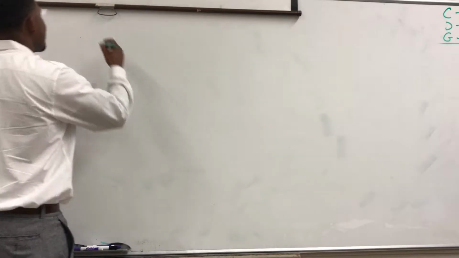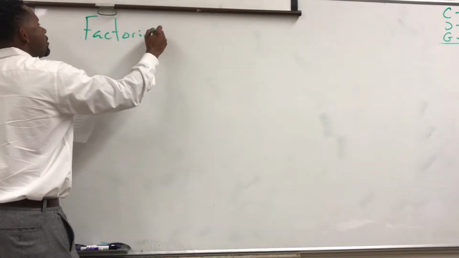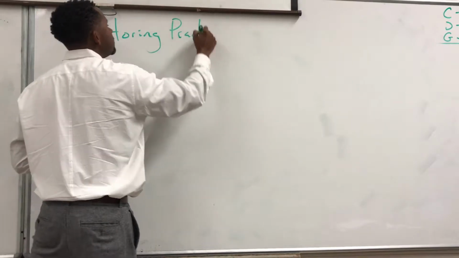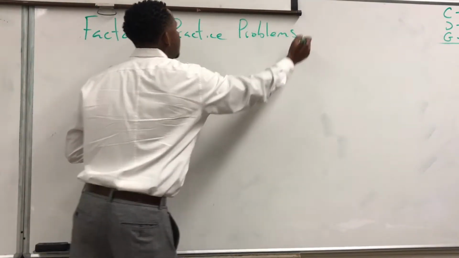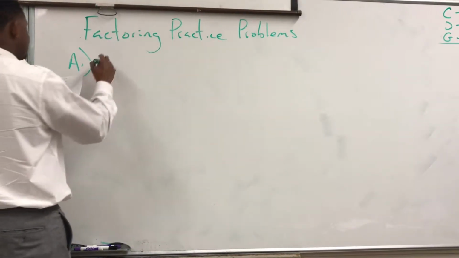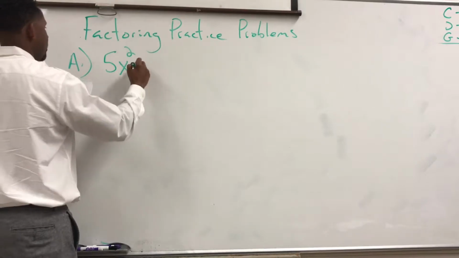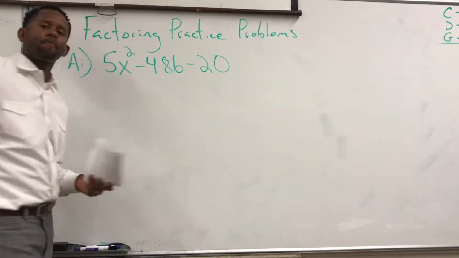So, go ahead and put factoring practice problems in your notebook. Problem letter A says 5x squared minus 48x minus 20.